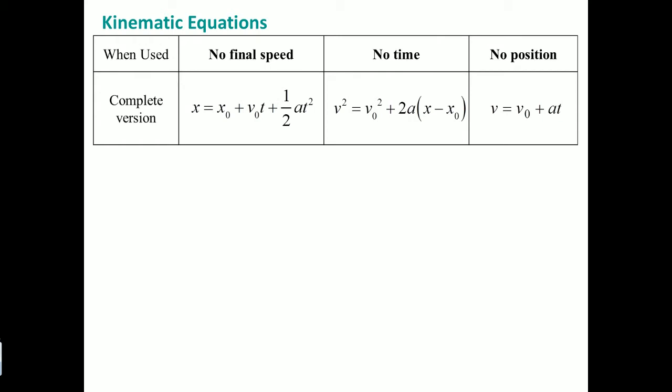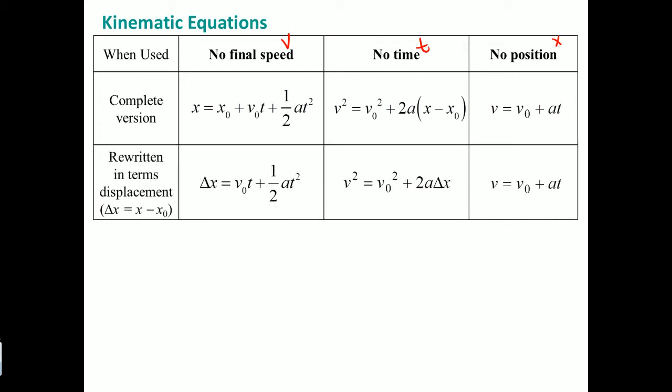The first one is no final speed. This is when there is basically no v. You should see there's no v here. When there's no time, there's no t component, and when there's no position, there is no x.